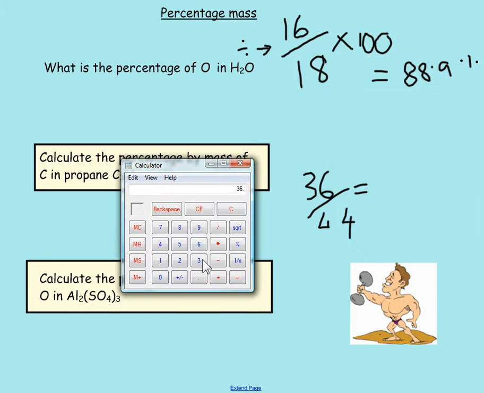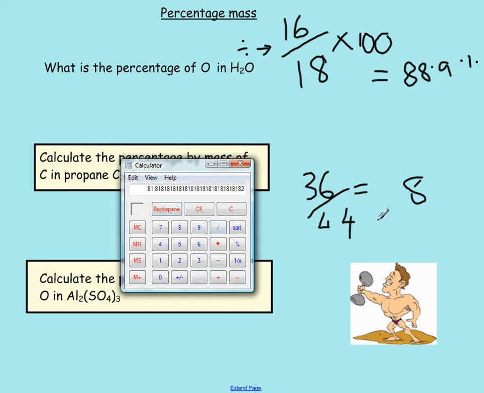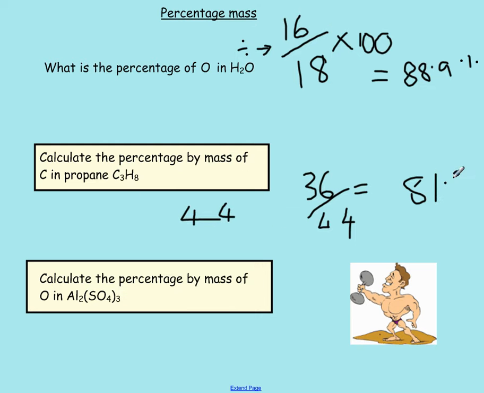Trusty calculator. 36 divided by 44 equals, times by 100, which I didn't write down, which is bad of me, what was it? 81.8%. There you go. Here's another one.